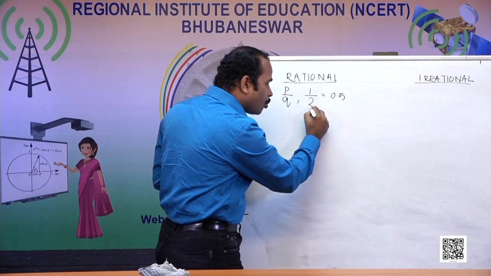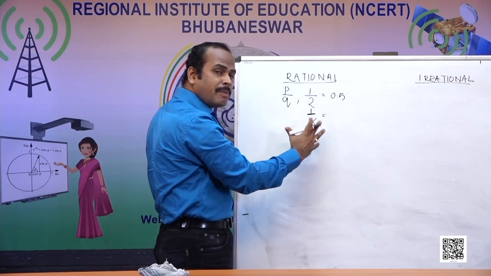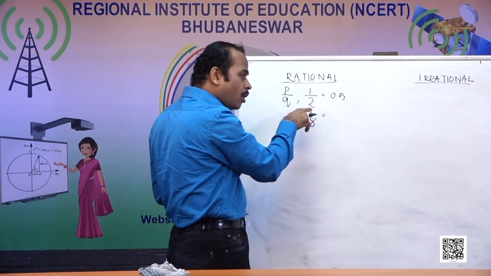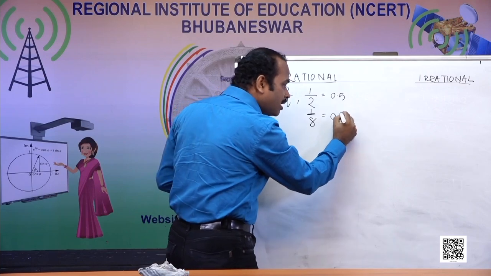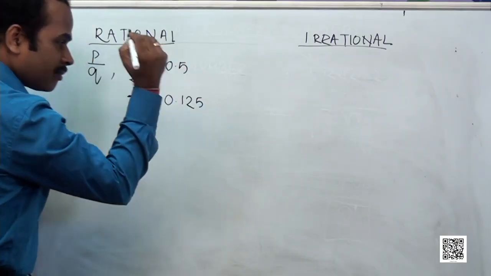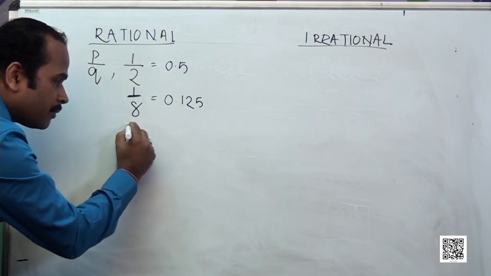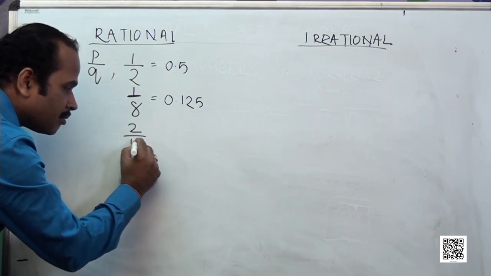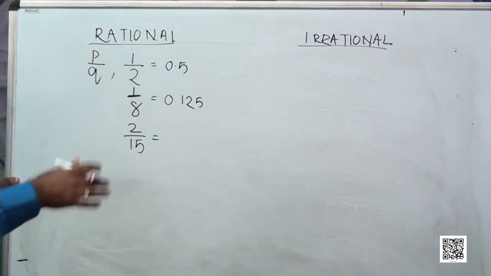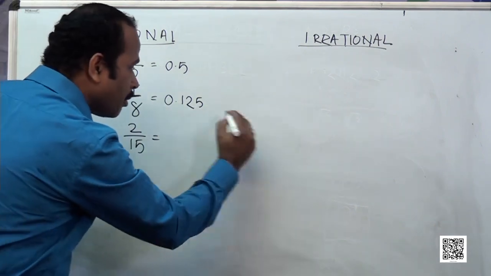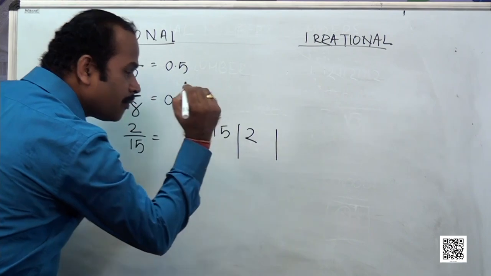But if I change it to 1 by 8, again I have to think how to divide. If I go on dividing with a long division process, I will find it is 0.125. Now similarly, if I write 2 by 15, in such a case, how to find this number? So I have to go for dividing. Let me divide it here. 2 is the dividend and 15 is the divisor.